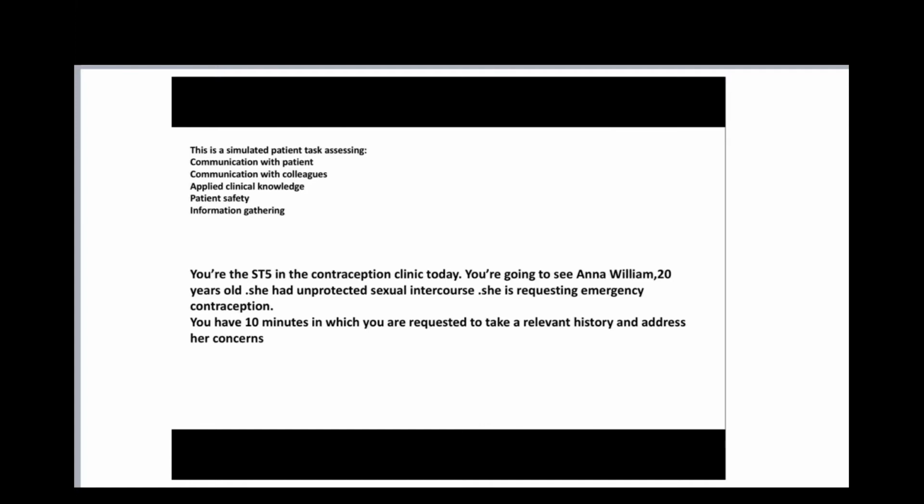And the most important question here is when was her last menstrual period, because this will determine which method you will provide. So if her period is regular, you have to calculate when will be the expected date of ovulation, because we have the Levonelle and ulipristal acetate. They are not effective after ovulation.